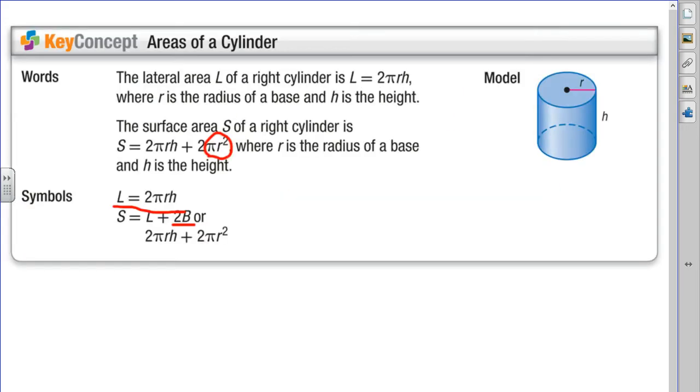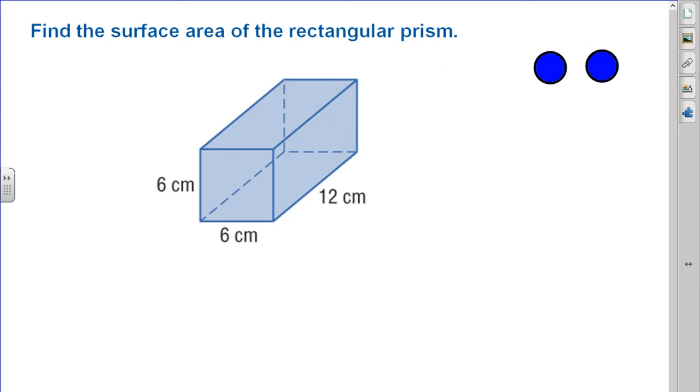All right, so let's look at some examples then. So, find the surface area of the rectangular prism. Now for this, we're going to do total surface area, and I'll explain why when we get to the problem in a second. So, do your best to figure out what the total surface area is and then come back.